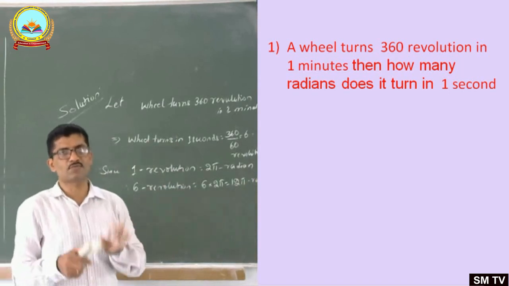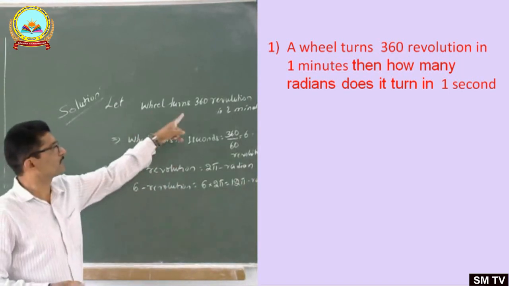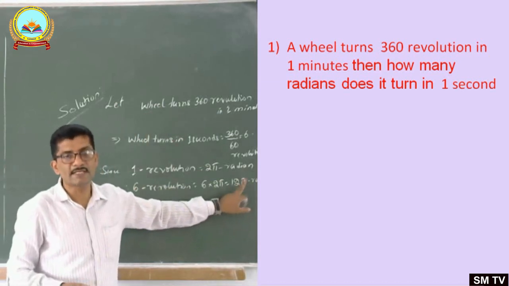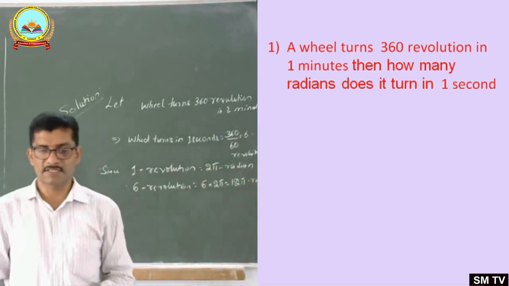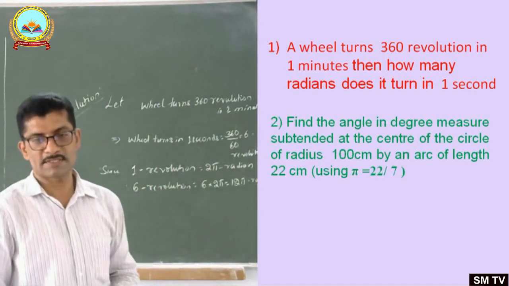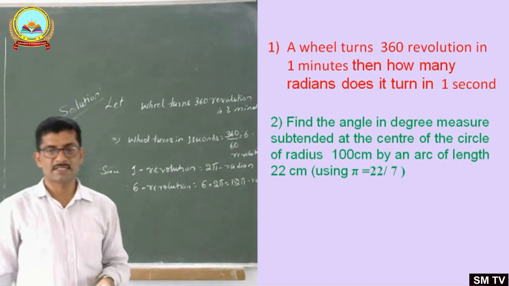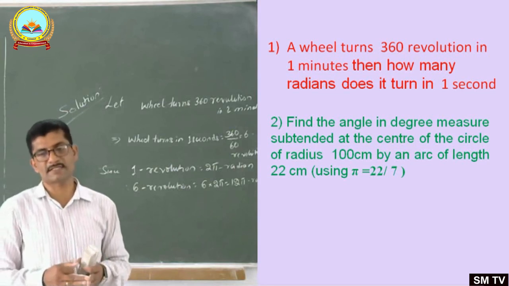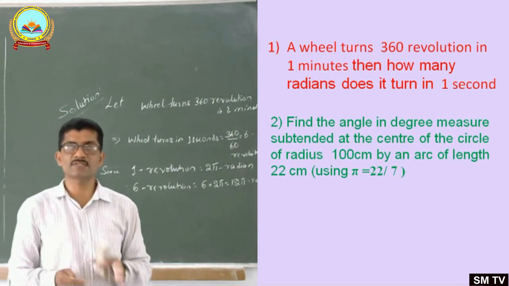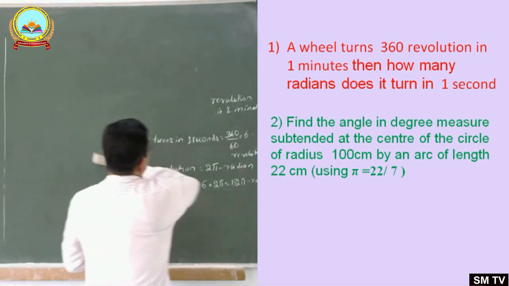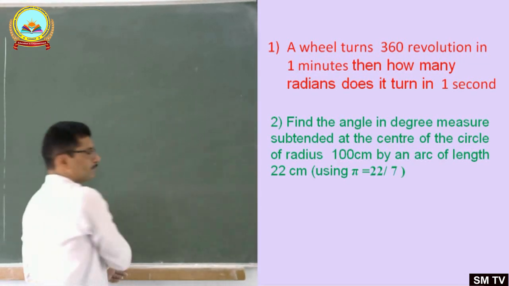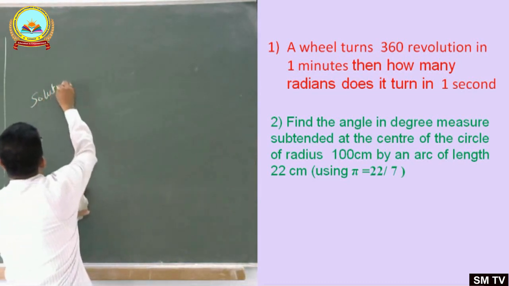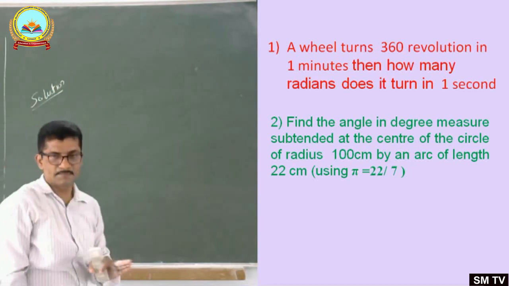Very simple question, a 2 mark question. In 1 minute 360 revolutions means in 1 second the wheel turns 12 pi radians. In a similar way, the next question, a 2 mark question: find the angle in degree measure subtended at the center of a circle of radius 100 centimeters by an arc of length 22 centimeters. Here the solution is very simple. Here is the given question.